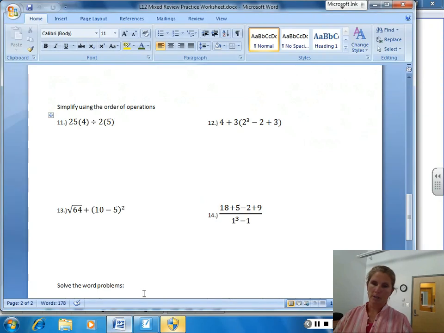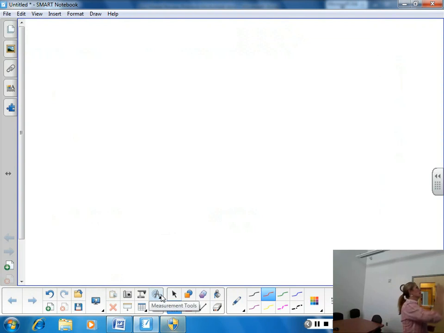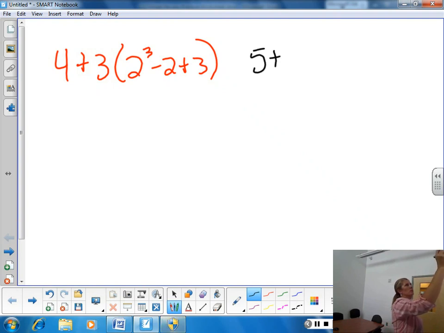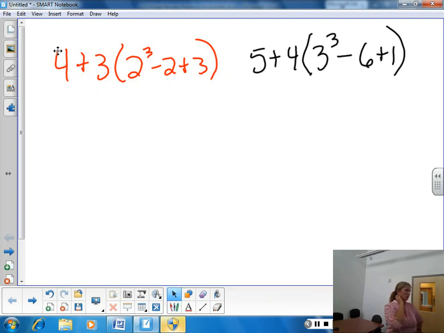All right. 4 plus 3, 2 cubed minus 2 plus 3. I'll never remember all that, will I? I don't know. 4 plus 3, 2 cubed minus 2 plus 3. Something like that. I'm going to change the problem so that you have an example to look at. Similar problem, different numbers. Always do what's inside the parentheses first.